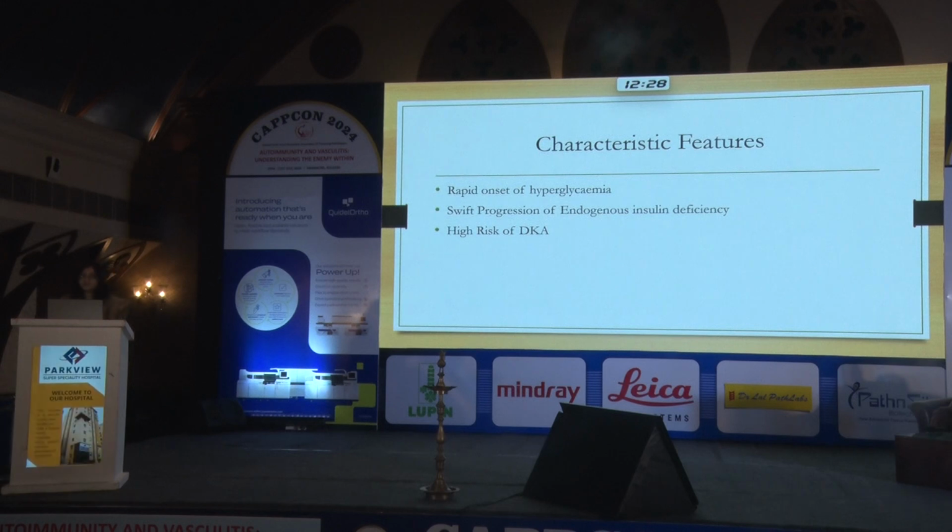Second, swift progression to endogenous insulin deficiency. So basically, this is going to mimic type 1 diabetes. When we classify diabetes unrelated to malignancy, we discuss type 1, type 2, LADA, MODY, pancreatic diabetes, and so on. So this has a very strong resemblance with type 1 diabetes, and also because there is severe endogenous insulin deficiency, there is high risk of running into diabetic ketoacidosis, which is a fatal condition.